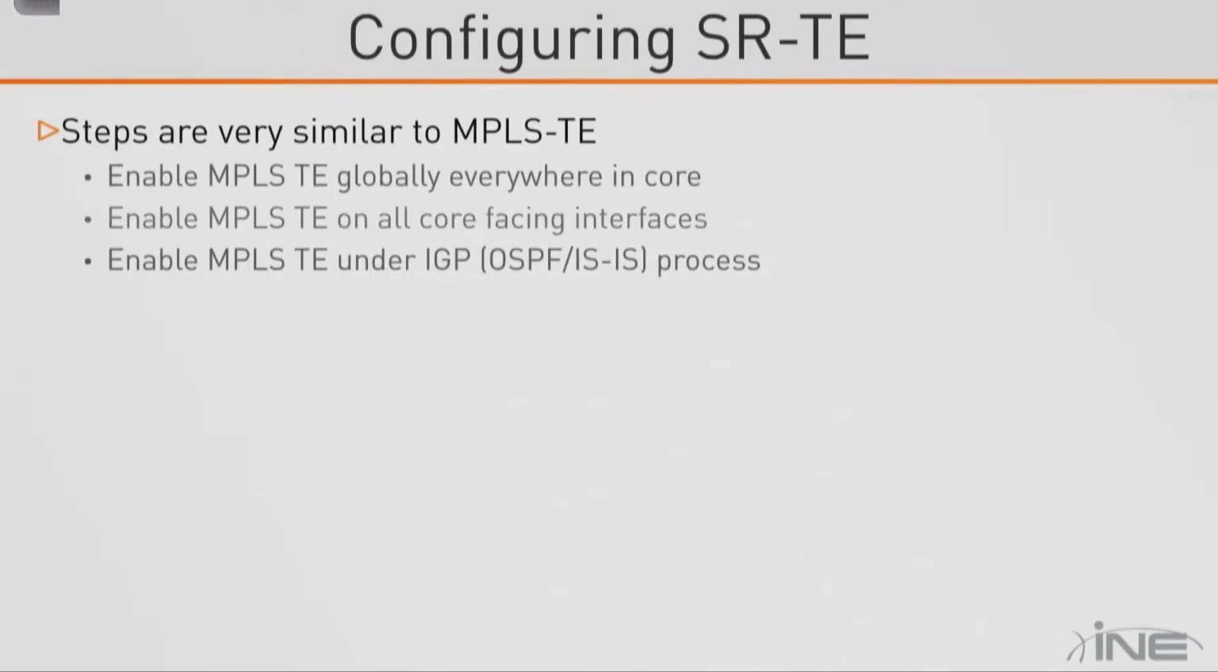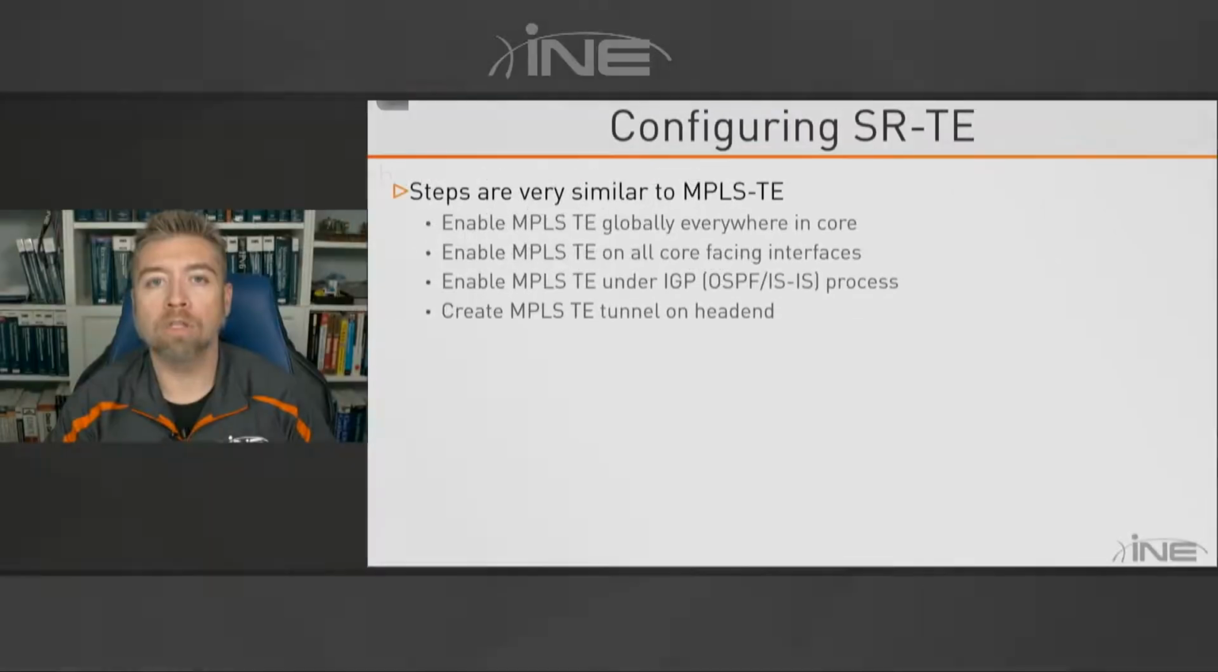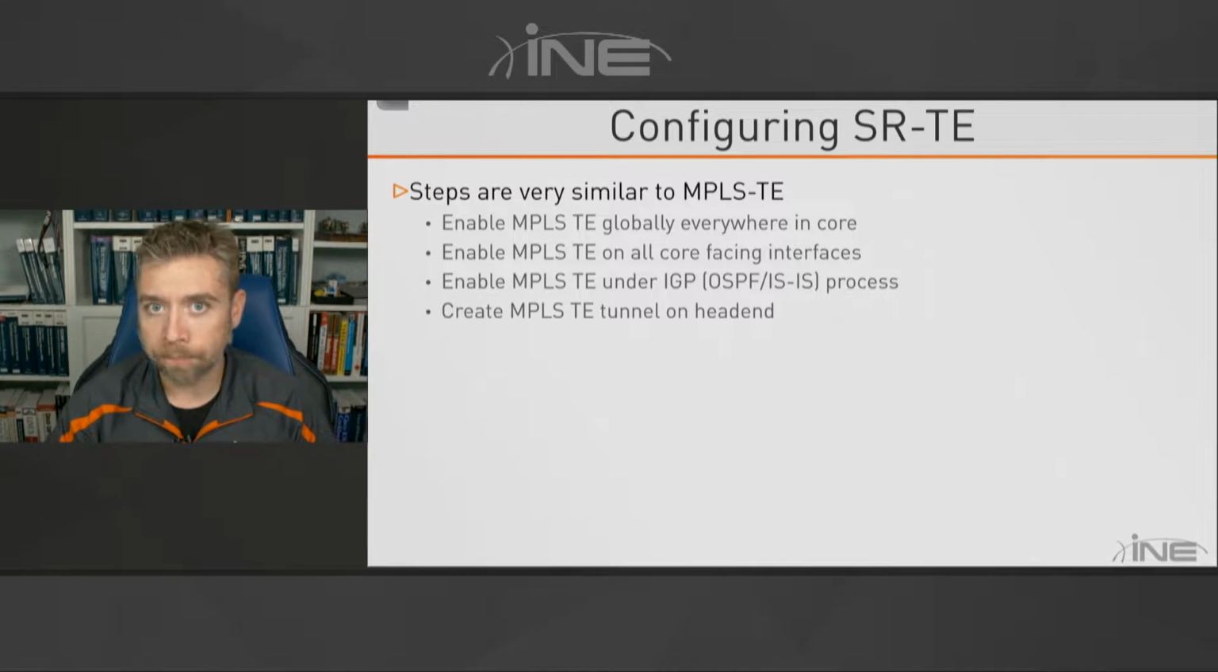Okay, so in order to enable MPLS TE for segment routing, the steps are going to be very, very similar to what we've seen before. First we need to go to all 6 nodes in the core and globally enable traffic engineering on them. We need to go to every single interface that we're doing label switching on and turn MPLS TE on there. And we need to go under our routing protocol, either OSPF or ISIS, and enable TE there. The last step is going to be on the head end, where we're configuring the actual TE tunnel.